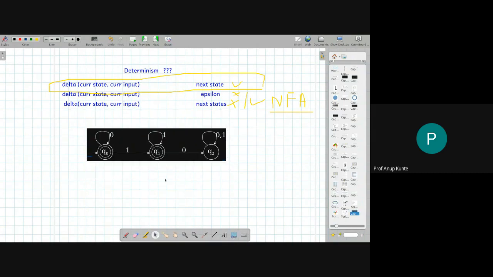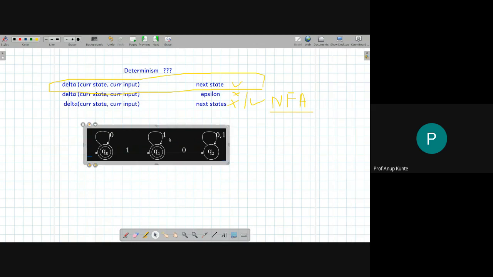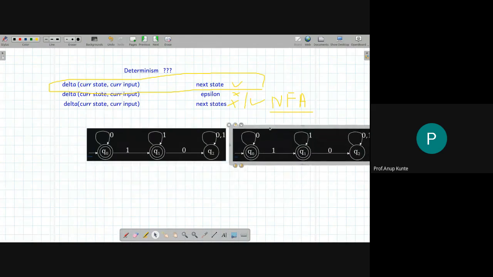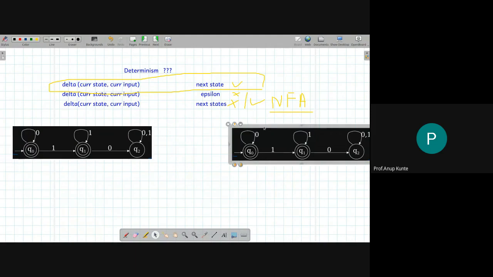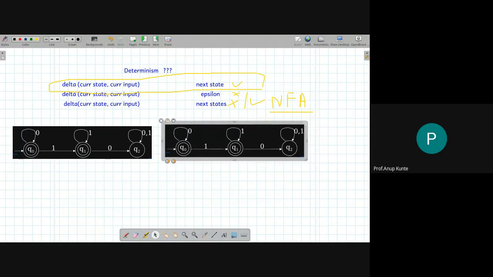Yeah. So this was our device, which is a deterministic device, right? I know that. And if I make a copy of this device, just keep it. So this is my deterministic device. And suppose I add a label, I'm just going to add one label here.